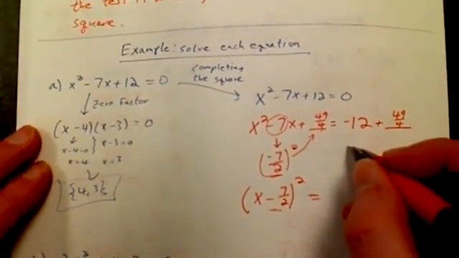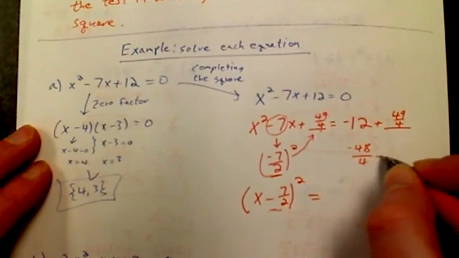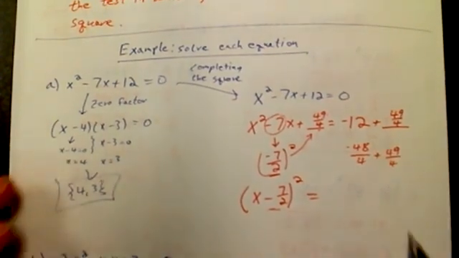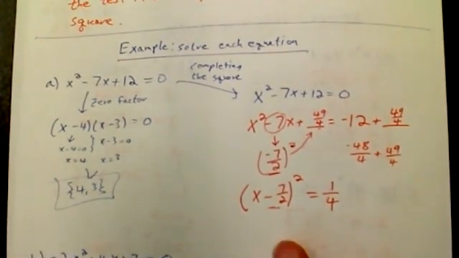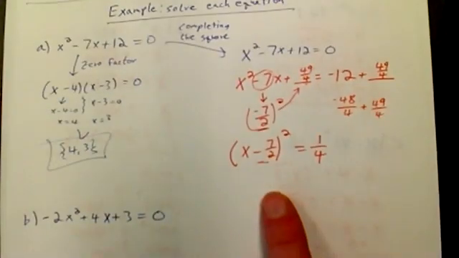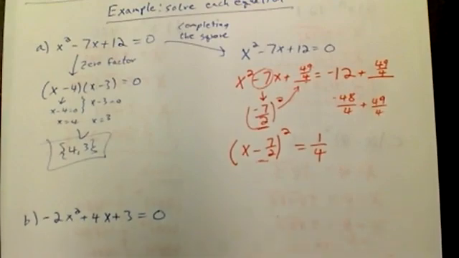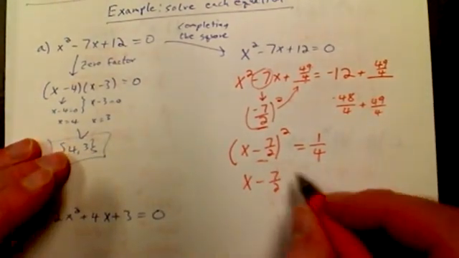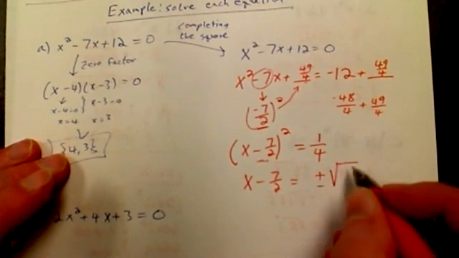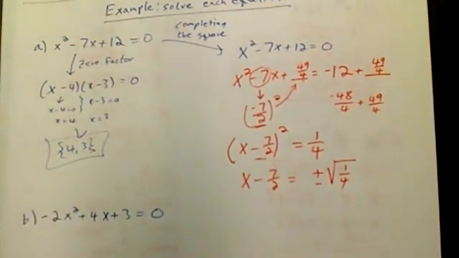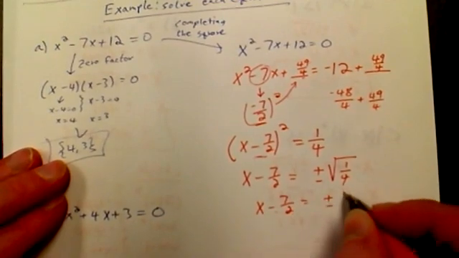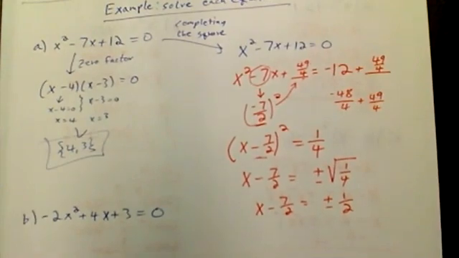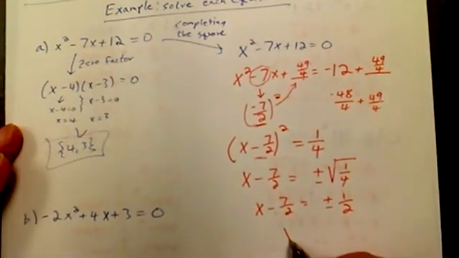Now over here, negative 12 is negative 48 over 4. If I add it to 49 over 4, that's going to be 1/4. So notice what I've done is I've turned this into one of those square root problems, like the second strategy. Now I can take square roots, and I definitely don't want to be forgetting my plus or minus. The question is, what's the square root of 1/4? Well, 1/2. So x minus 7 halves equals plus or minus 1/2. I've got to get x by itself, so I'm adding 7 halves to both sides.